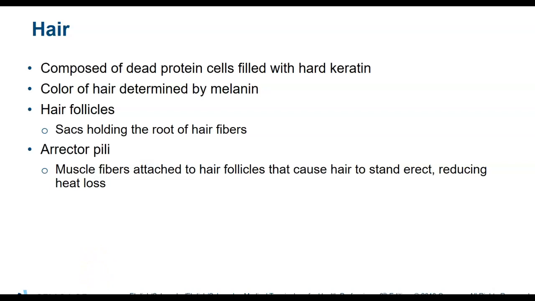So the hair is composed of those dead protein cells that are filled with keratin. The color of the hair is actually determined by the melanin. So again, when we have people with darker skin, we see darker hair color as well. Hair follicles are actually the sacs that hold the root of the hair. And the erector pili are actually muscle fibers that are attached to the hair follicle. And this is, remember when you hear the saying, oh my gosh, my hair was standing on end? Well, that's what happens. It actually causes the hair to stand erect, and that helps reduce heat loss.